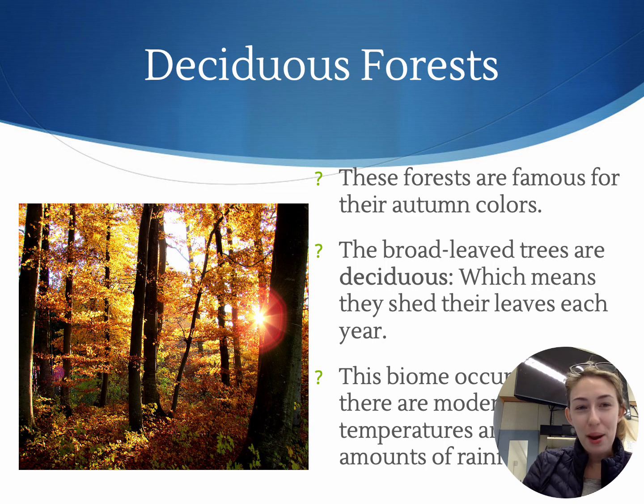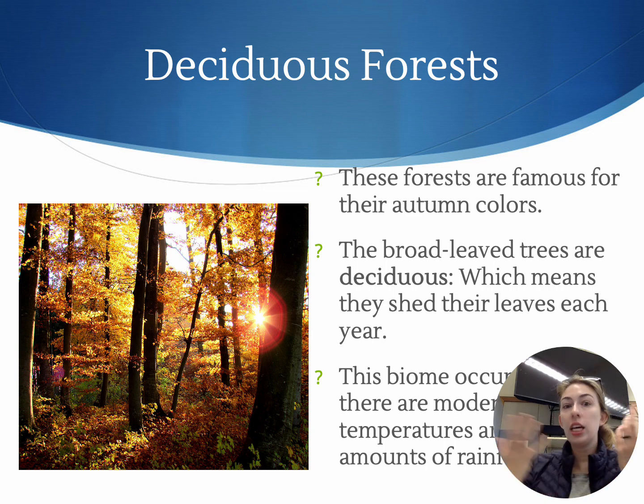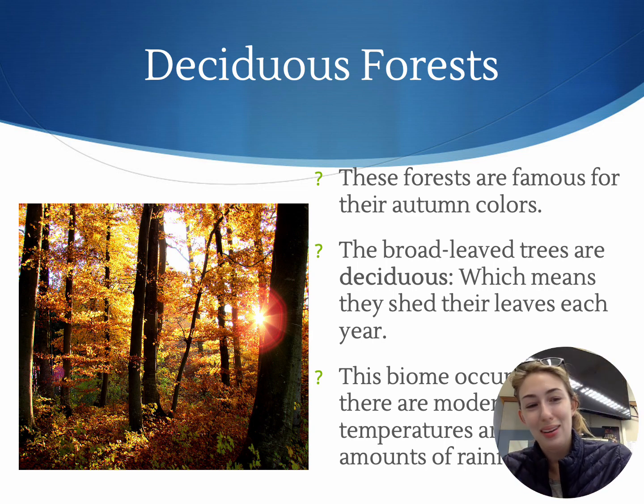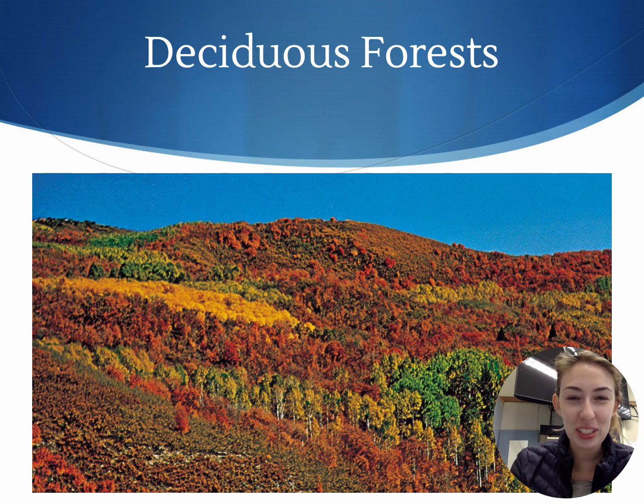Our next biome is deciduous forests. Now, these forests are known for the autumn colors. That being said, they're going to be the ones that go through the full seasons. Their broad leaves, those big old leaves that you see, are known as deciduous. So they shed their leaves every year. These biomes are known to have more moderate temperatures and a more moderate amount of rainfall. So they're getting a good, decent amount of rain, but it's not like they're drenched in rain and high humidity. Okay, so more pictures of our deciduous forest.